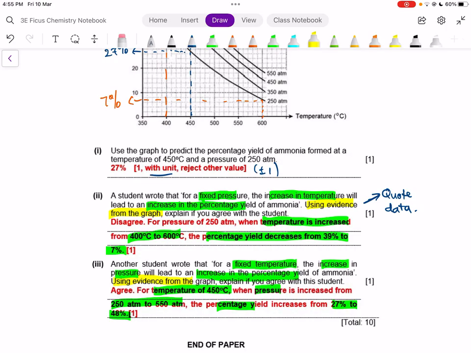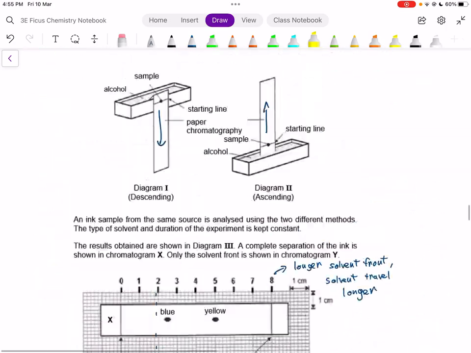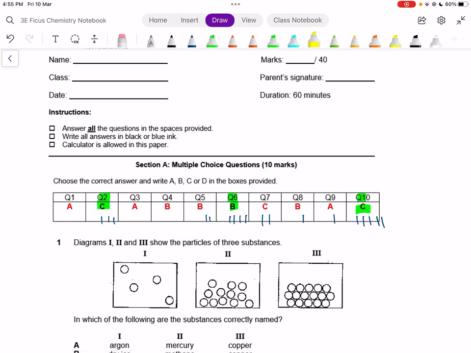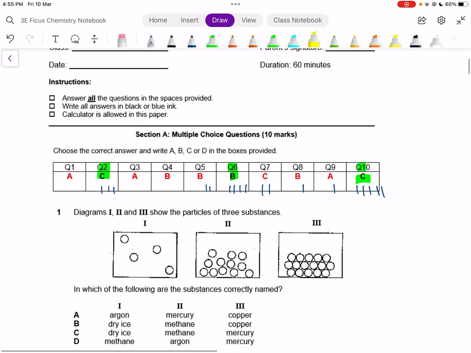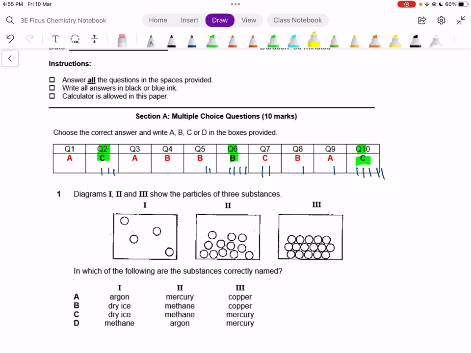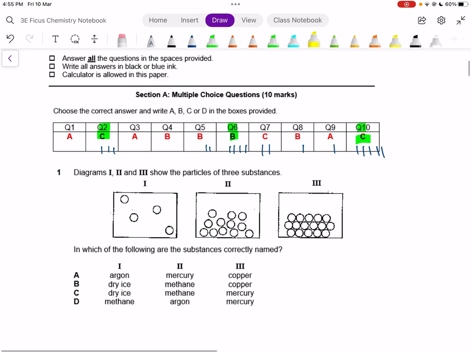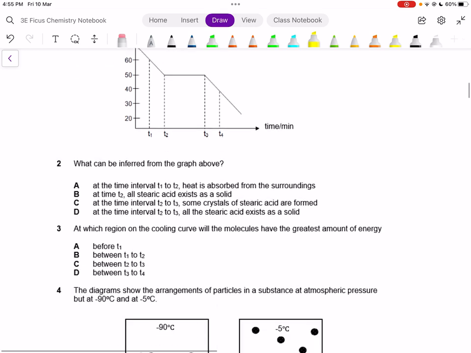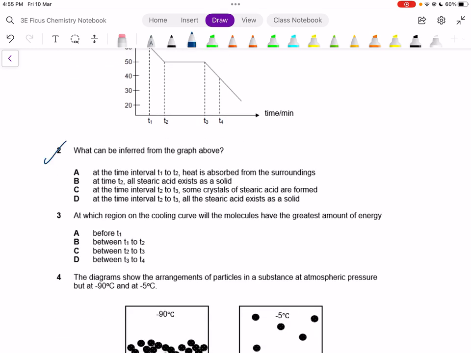Okay, so now I'm going to go through the MCQ. For commonly wrong ones, for example question 10, 5 of you got it wrong. Question 6, 4 got it wrong. Question 2, 3 got it wrong. So I'm going to go through 2, 6, 10. Those with 1 or 2 of you getting it wrong, or even like question 3 or 4 where everybody gets it correct, I'm not going to go through it. So 2, 6, 10 are the ones that I'm going to focus on. Question 2 first.